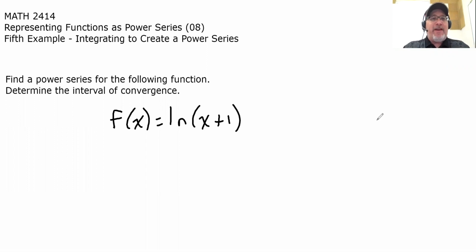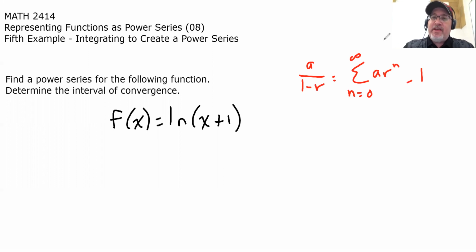All right, so anyway, we're going to find a power series for the following function, and we're going to determine the interval of convergence. The function is f of x equals a natural log of x plus 1. Now, how are we going to do this? Because the only tool that we really have at our disposal right now is that a over 1 minus r is equal to the sum n equals 0 to infinity of a times r to the n when the absolute value of r is less than 1.